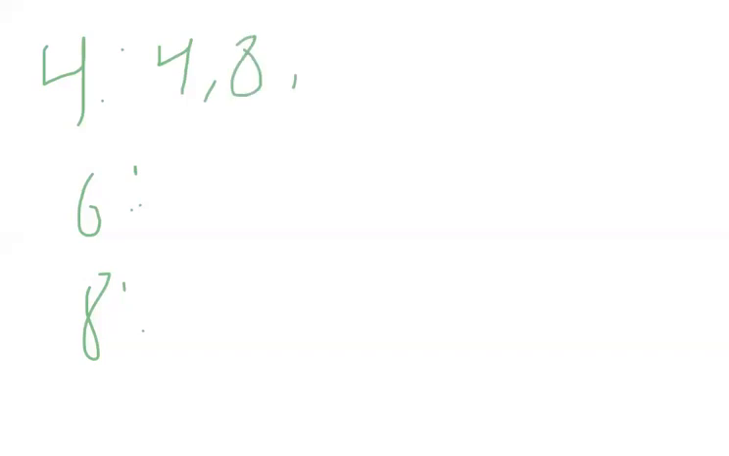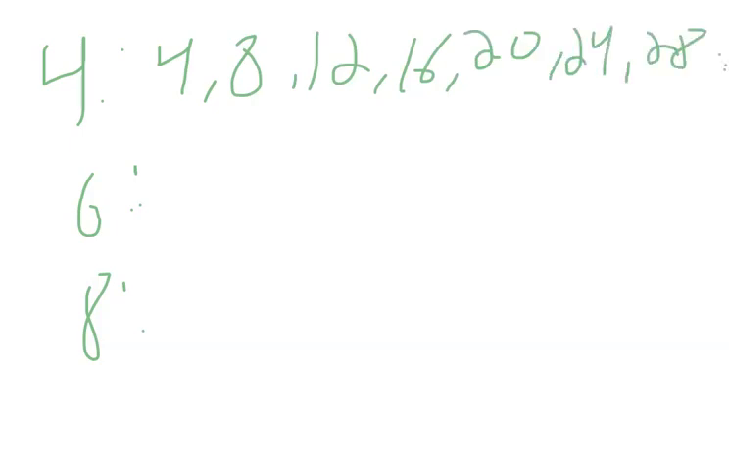Nice. Okay, now let's get a little bit trickier. 4, 6, and 8. Let's do 3 of them. It's the same concept. You list all 3 of them and find the least common multiple for all of them. So 4, 8, 12, 16, 20, 24, 28, and so on.